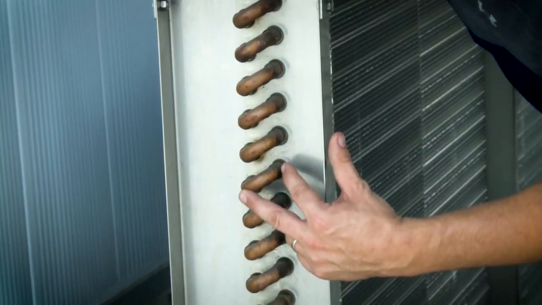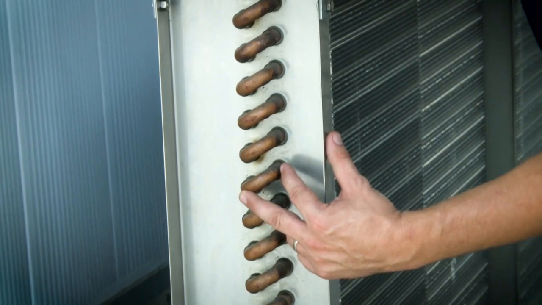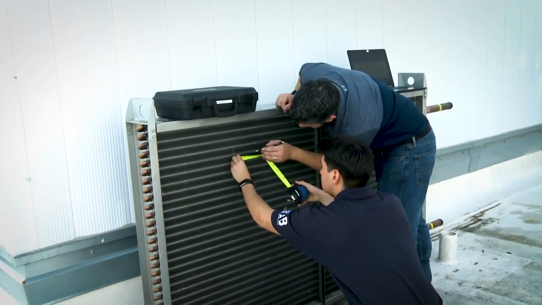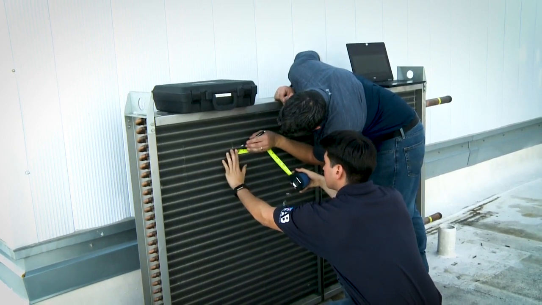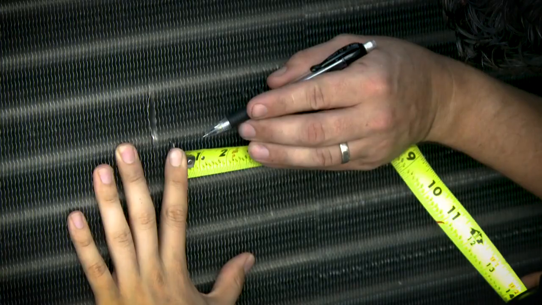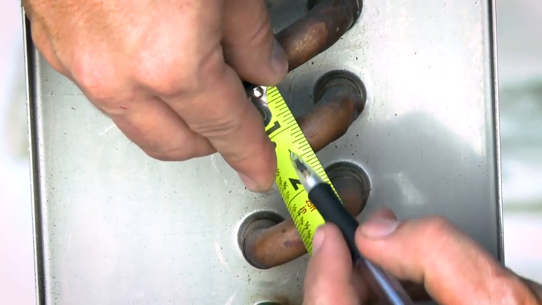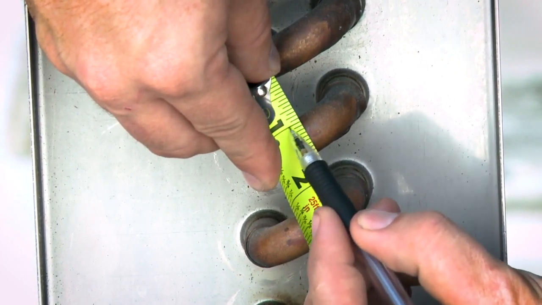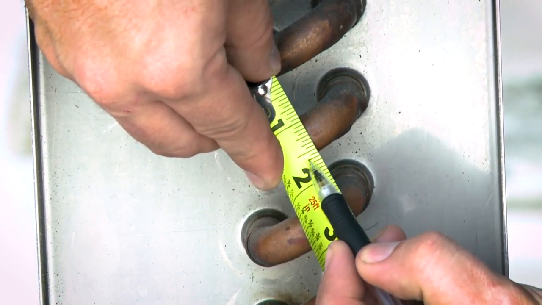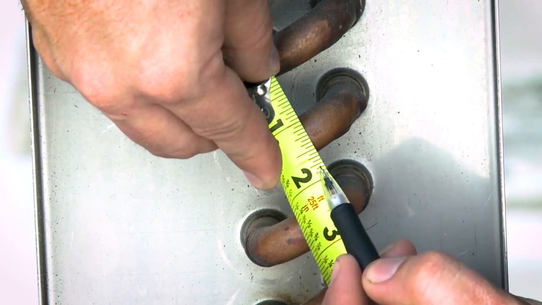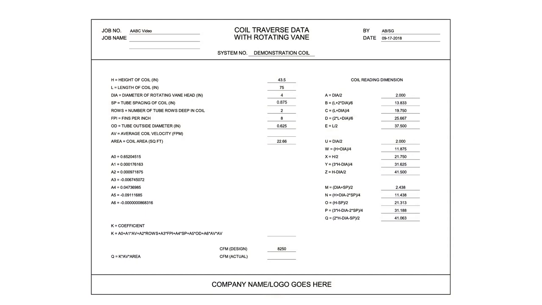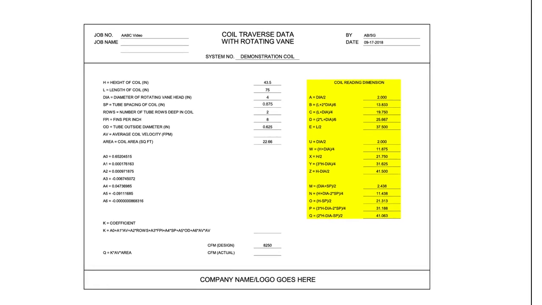the submittal data on the form, which is indicated as a count of 2. Measure and count the number of fins per inch and verify that the number of fins per inch on the coil matches the submittal data on the form, which is indicated as 8 fins per inch. Measure the coil's tube outside diameter and verify that the measurement matches the submittal data on the form, which is indicated at 0.625 inches. The recorded and verified values for H, L, DIA, SP, rows, FPI, and OD complete the data required to automatically calculate the coil reading dimensions.